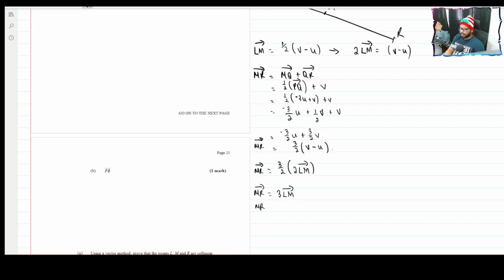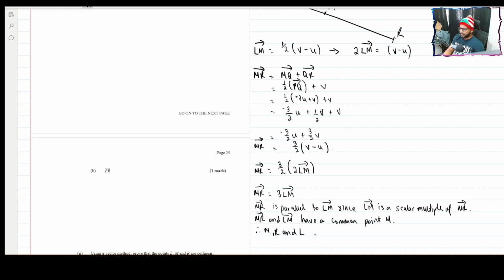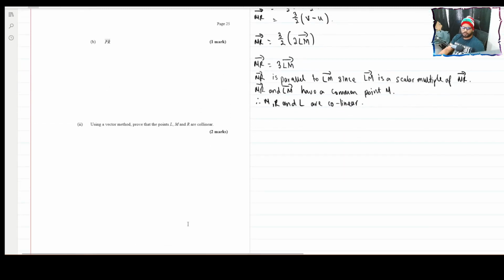So MR is equal to 3 over 2 multiplied by 2 is 3LM. So I can say MR is parallel to LM since LM is a scalar multiple of MR. MR and LM have a common point M. Therefore, M, R, and L are collinear. Bam shot. We're good to go for that one.